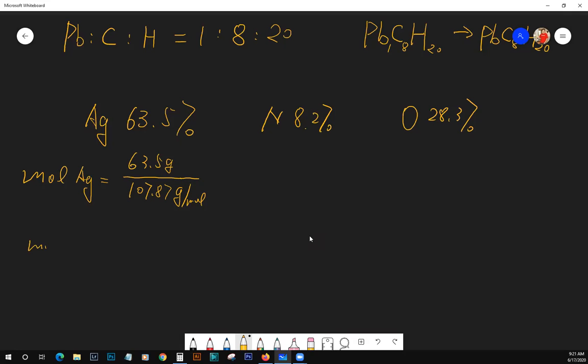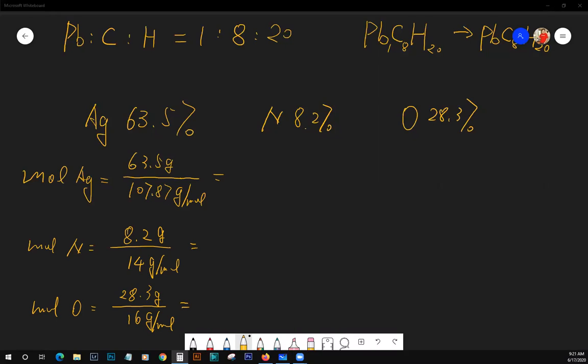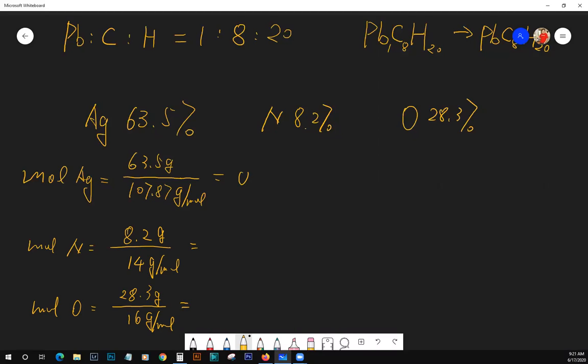And for the mole of the nitrogen, that's going to be 8.2 gram divided by 14 gram per mole. And the mole of the oxygen is going to be 28.3 gram divided by 16 gram per mole. Then you put everything in your calculator. 63.5 divided by 107.87 is 0.5887 mole.